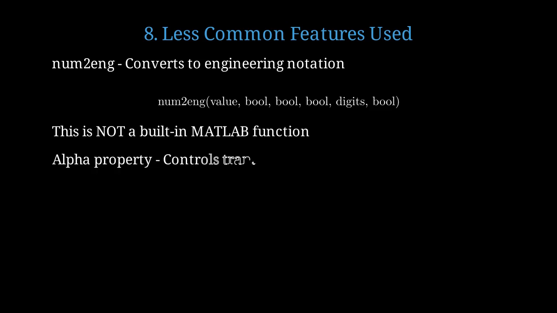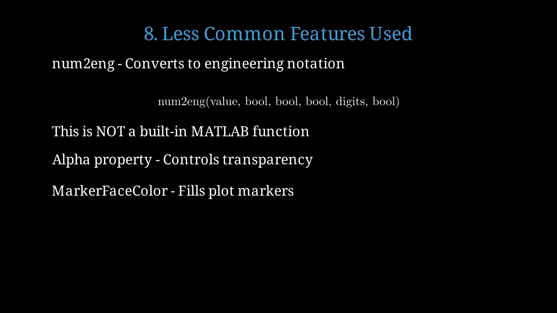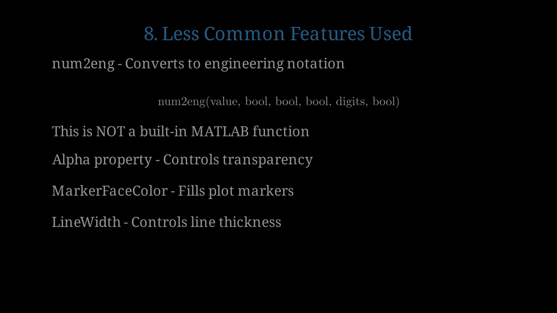The alpha property sets transparency for plot elements, with values from 0 for invisible to 1 for opaque. Marker face color sets the fill color for plot markers like circles or squares. Line width sets how thick lines appear in your plots, measured in points.